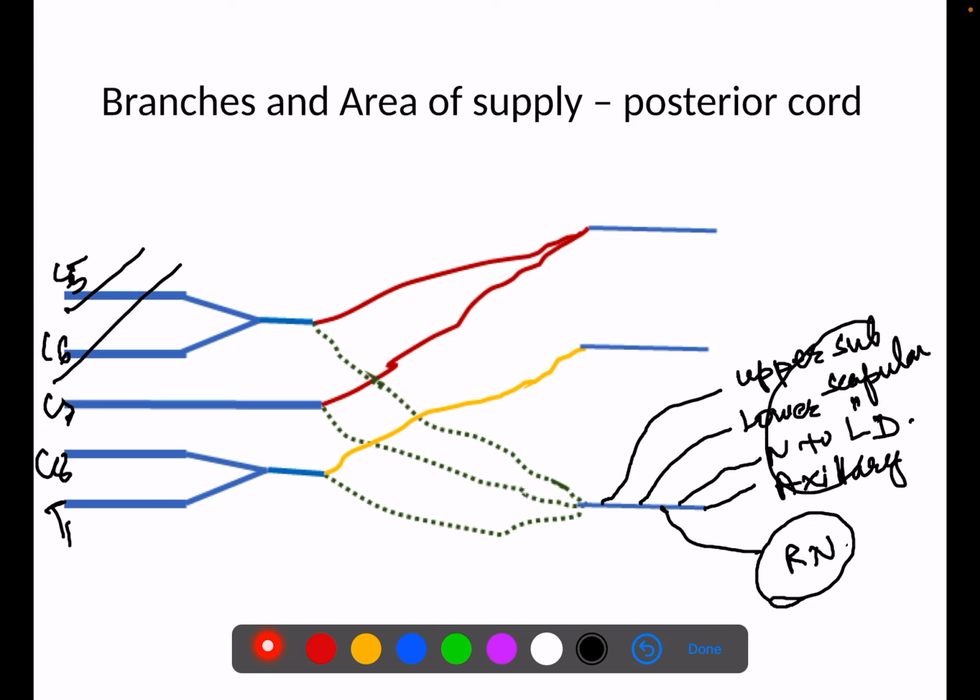Okay. Now, as the name indicates, the upper subscapular and lower subscapular will give branches to the subscapularis muscle. They will also supply a branch to the shoulder joint. Then the nerve to latissimus dorsi will supply the latissimus dorsi. The axillary nerve will supply two muscles, that is deltoid and teres minor, while the radial nerve is the nerve of the posterior aspect of the arm and forearm. So the radial nerve will supply the muscles in the posterior aspect of the arm and forearm. This is all about the branches and area of supply of the posterior cord.